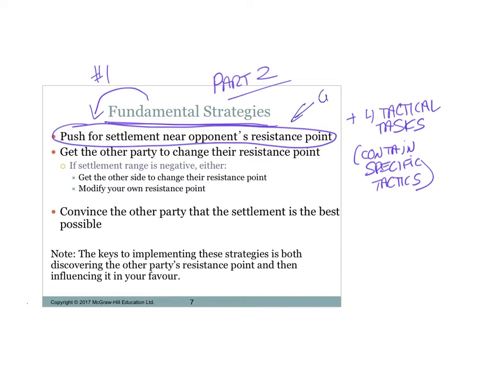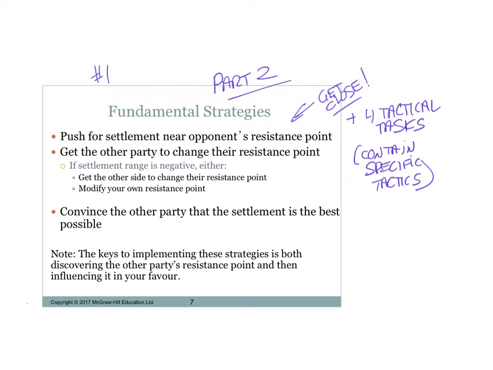The other thing we need to do is get the other party to maybe change their resistance point. This can happen because sometimes it could be us or our opponent may have an inaccurate view of what their position is in the negotiation. So as we start to understand what their resistance point is, we might be able to find ways to get them to change it.